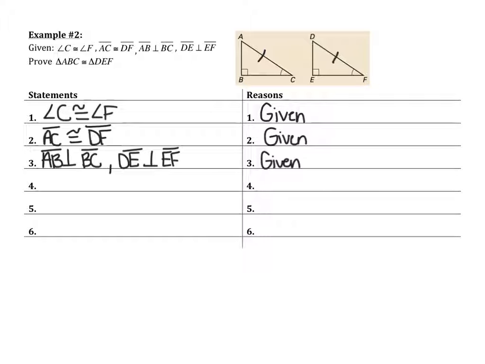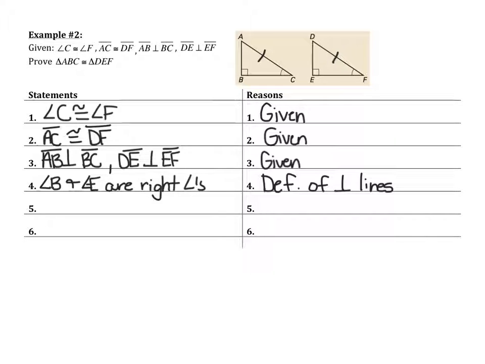So by the fact that I know that segment AB is perpendicular to segment BC and segment DE is perpendicular to segment EF, that means that I know that angles B and E are right angles, because that's the definition of what perpendicular means. So I'm going to write down for my next statement, angle B and angle E are right angles. And again, my reason would be the definition of what perpendicular lines are. So again, angle B and angle E are right angles, and that's the definition of perpendicular lines.